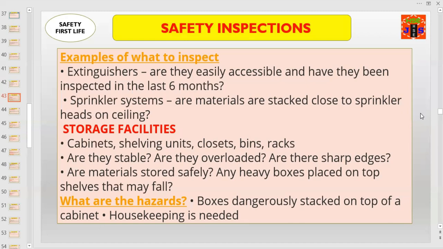What are the hazards? If the heavy boxes are placed on the top of the shelves, boxes may fall, material might damage, and it can injure a worker or a staff member who is working nearby. It means housekeeping is needed.